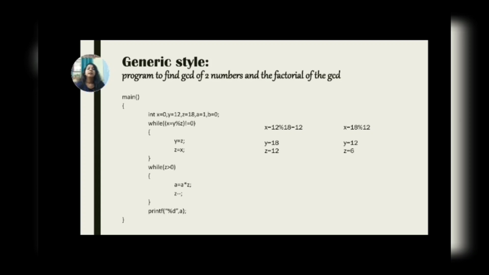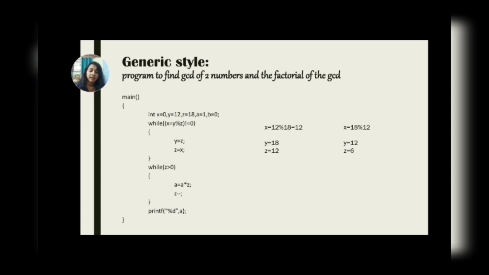And we are left with the initializations of x as 0, z as 6. And here z is the GCD, so GCD is 6. The second while loop then gives the factorial of the GCD. We move into that next.